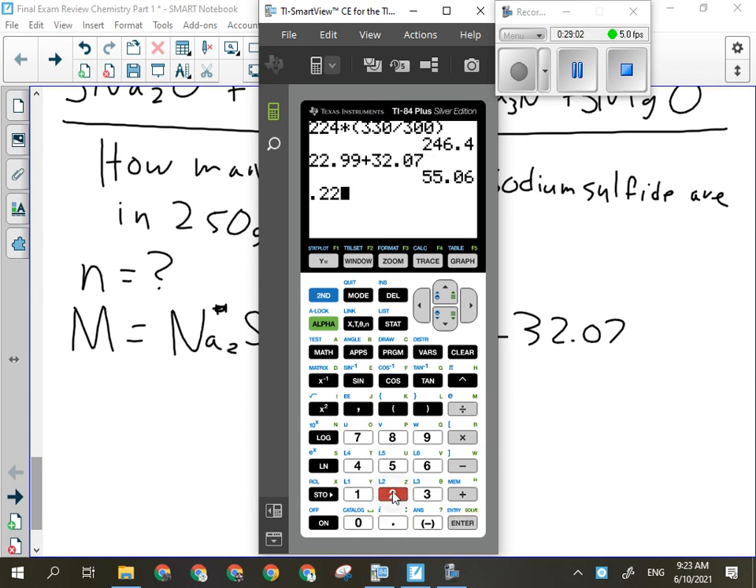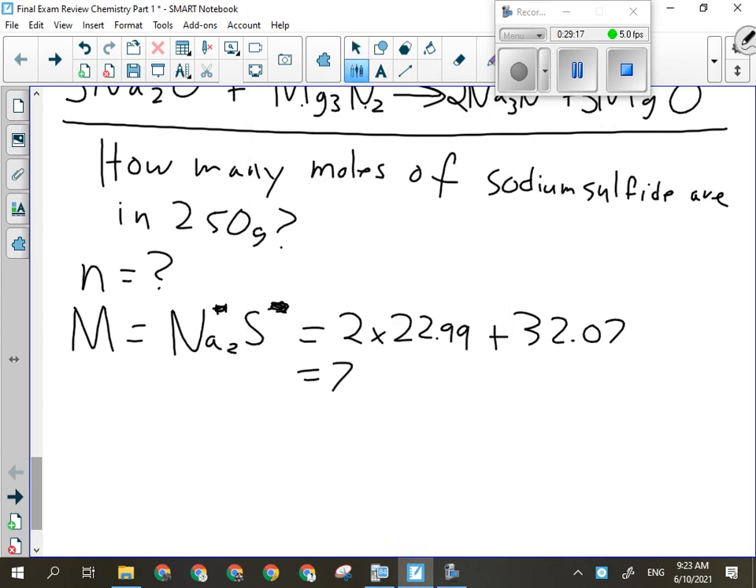Plus 22.99. I forgot. All right, 78.05 grams per mole. All right, so there's our big M. The question wants to know how many moles there are. Well, the other thing the question told me was little m, or mass. It told me it's 250 grams.